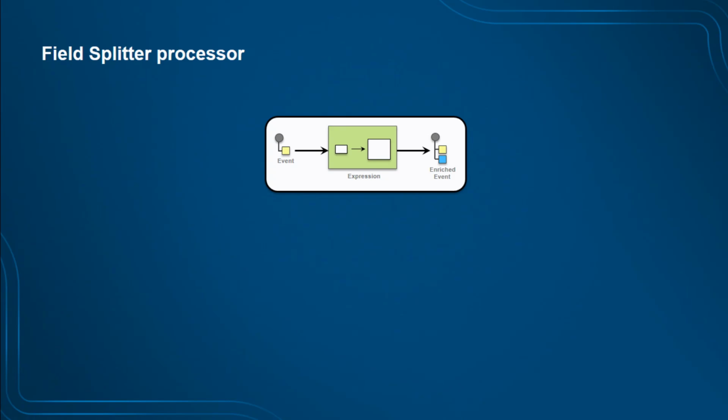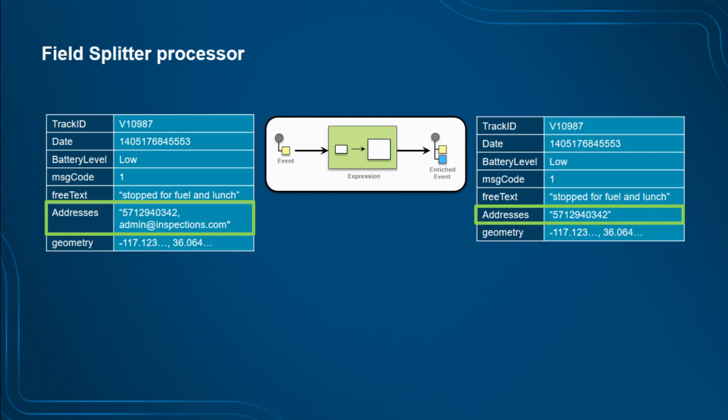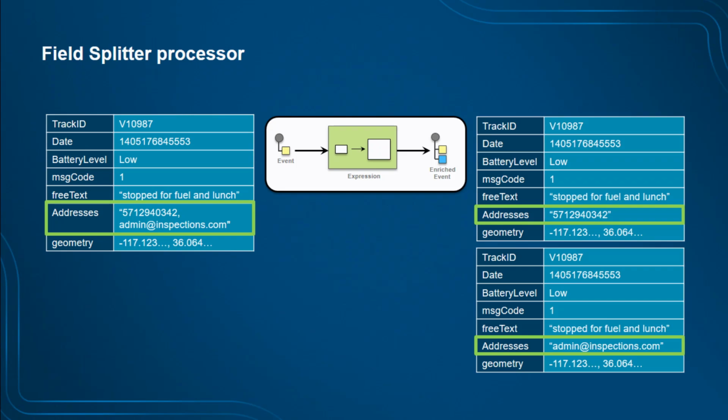Basically what happens is when we receive a message that has multiple addresses or multiple values in any field, the field splitter simply takes that one GeoEvent, copies it, and then copies it for each one of those individual addresses. So now whereas one message came in, two messages will actually go out, one for each of those addresses in the field that we split.